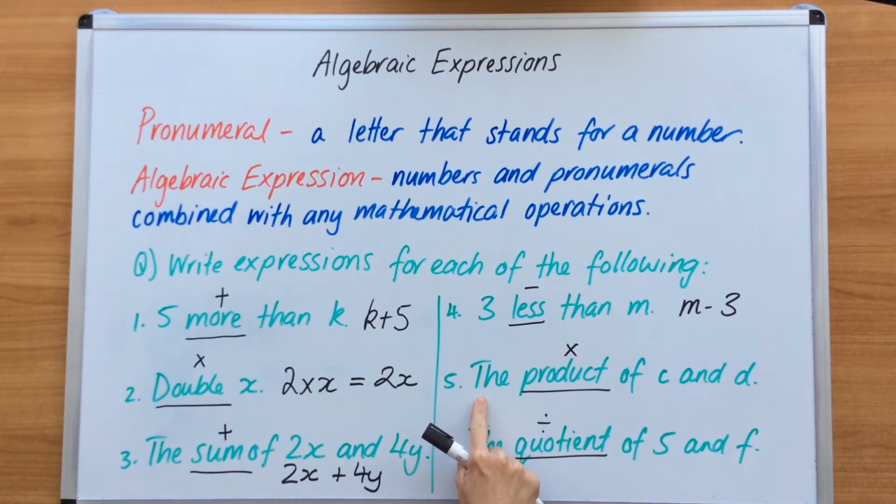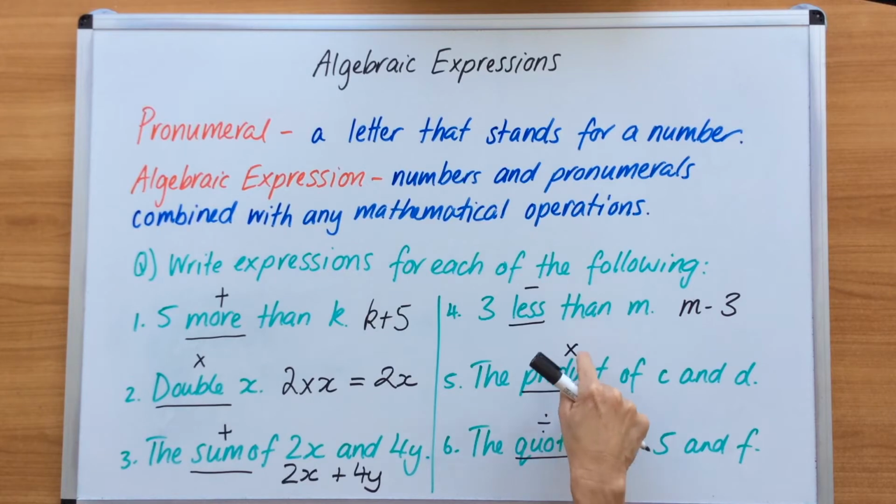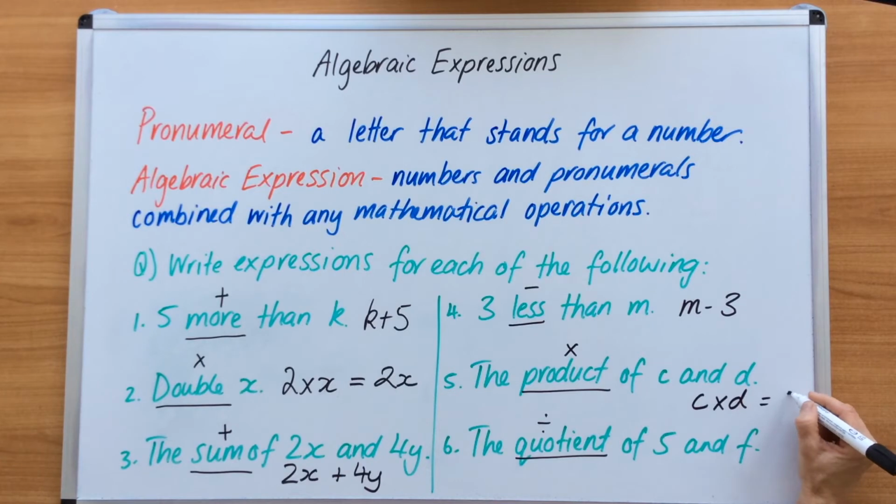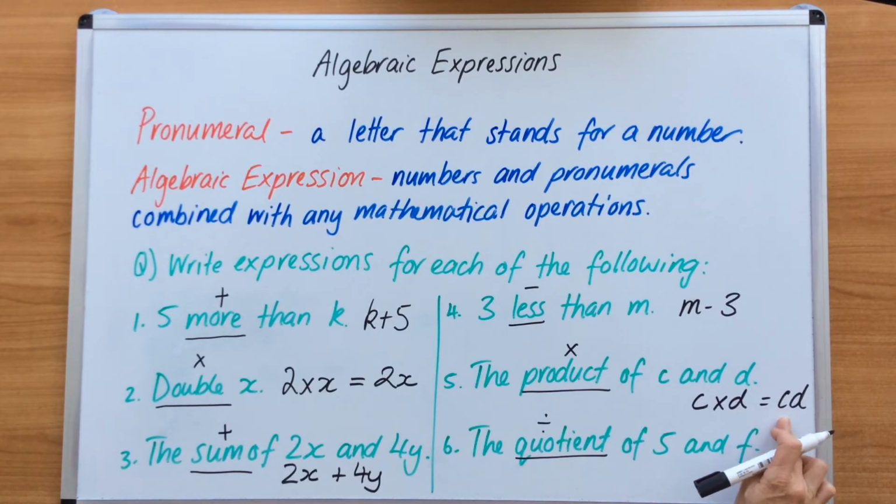Next one, the product of C and D. Now C and D says product, it's multiply. C comes before D in this scenario, so we go C times D, but that also equals CD. When we simplify this, the invisible multiplication exists, but we don't need to see it, so we take the multiplication symbol out and simply write CD. And you'll learn more about this as time goes on.